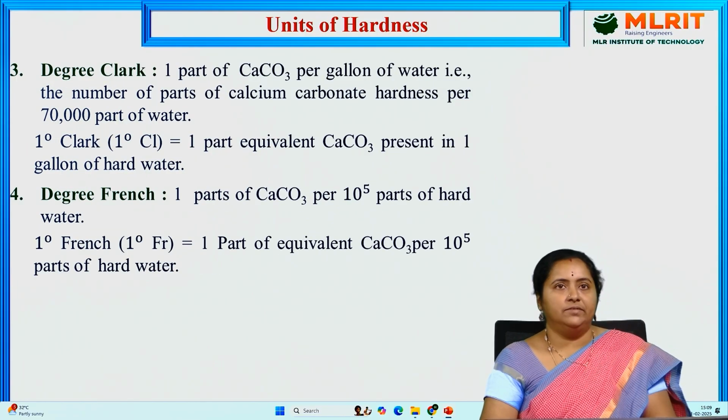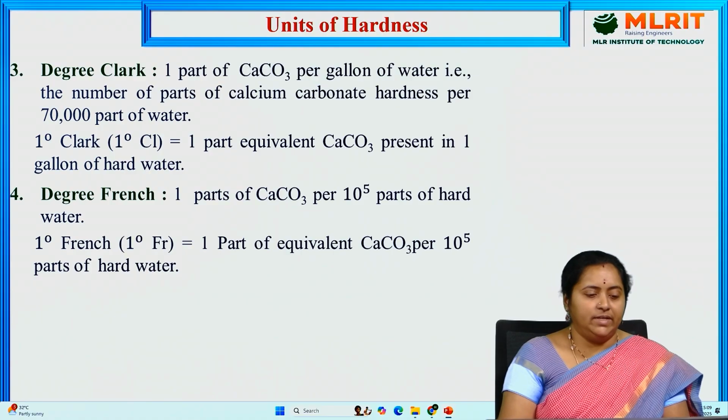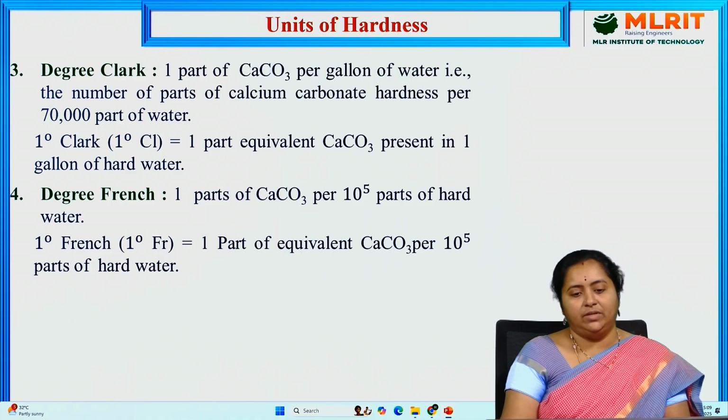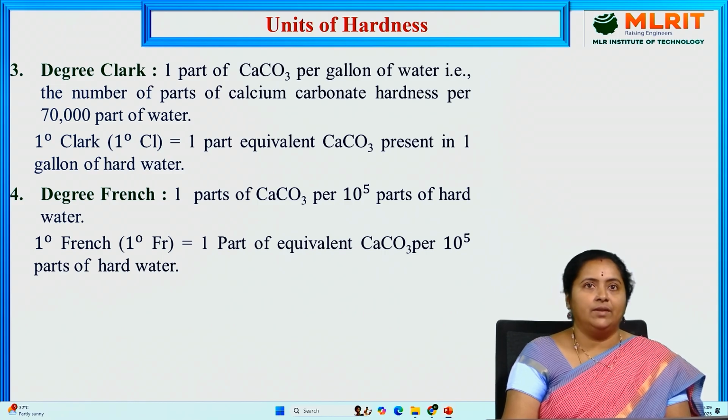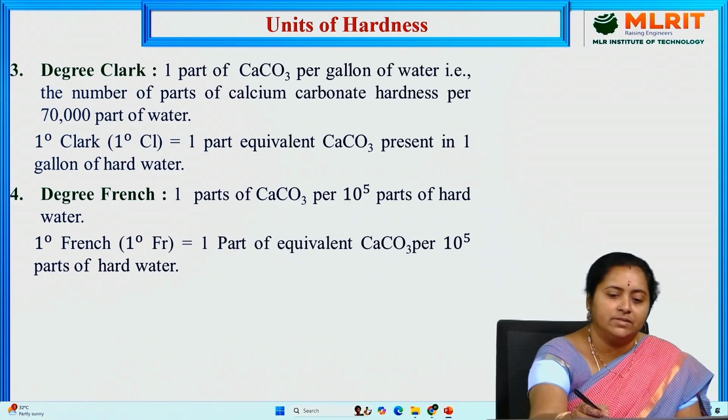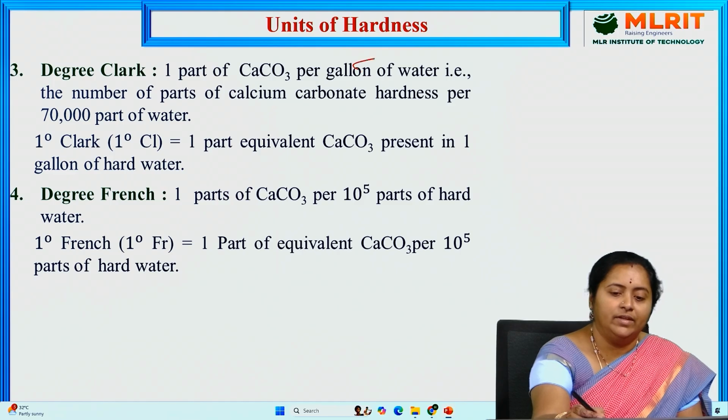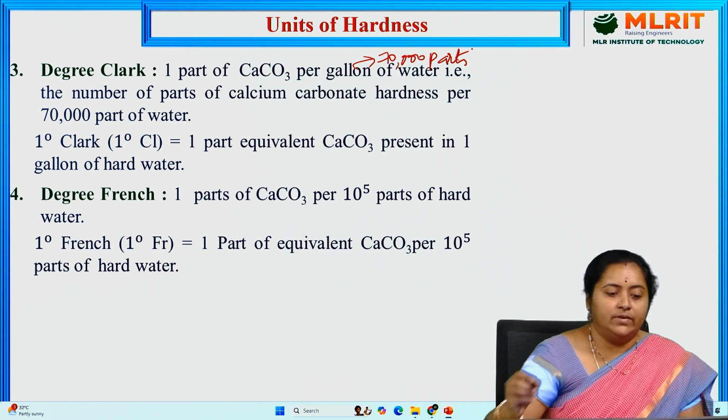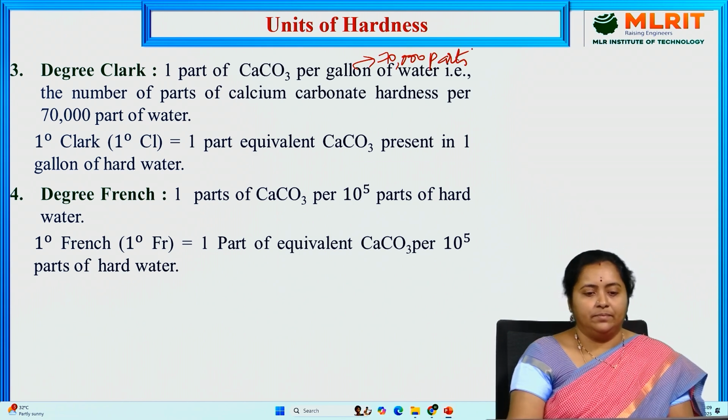What is the third one? Degree Clark. 1 degree Clark is defined as 1 part of CaCO3 equivalent hardness present per 1 gallon of water. What do you mean by 1 gallon? 1 gallon is equal to 70,000 parts of water.